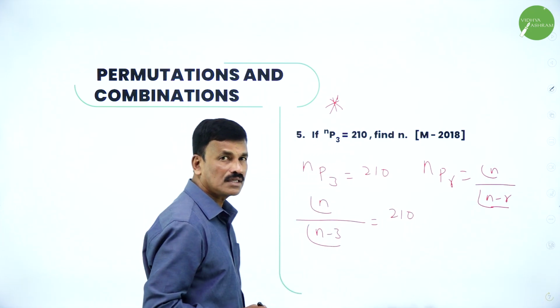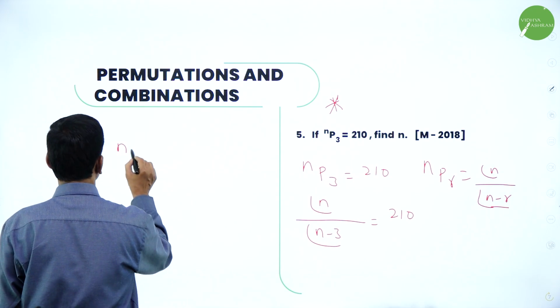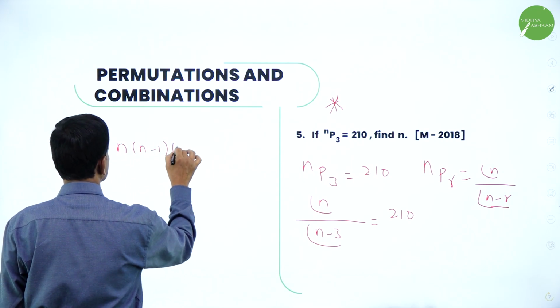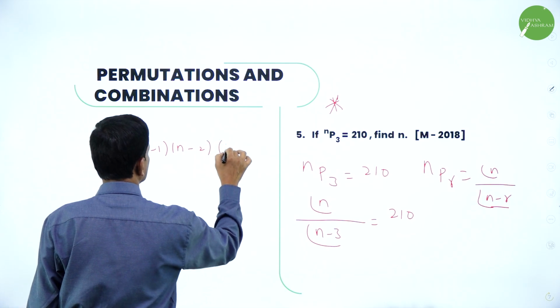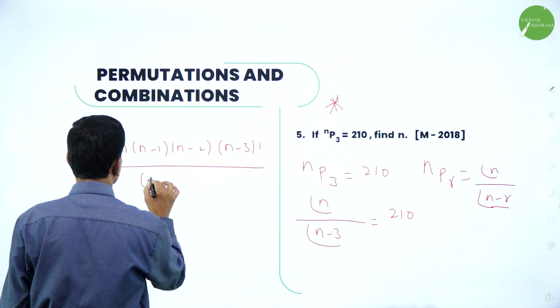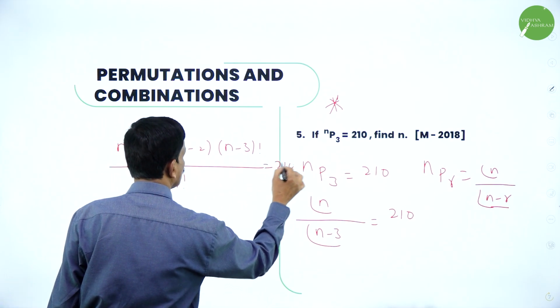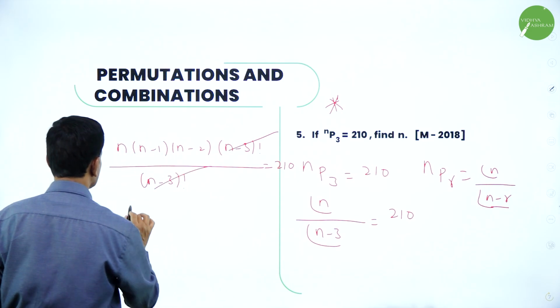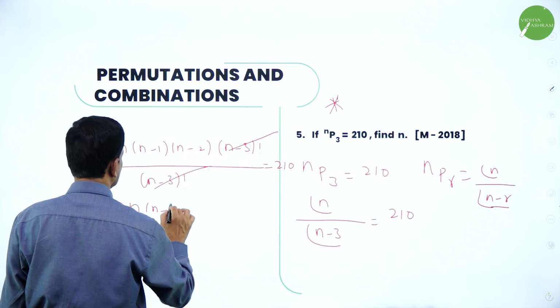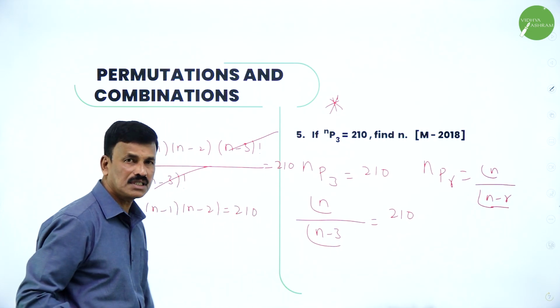This is given, right? What is the meaning of n factorial and (n minus 3) factorial? This is n into n minus 1, n minus 2 into (n minus 3) factorial, divided by, in the denominator, we have (n minus 3) factorial, is equal to 210. n minus 3 factorial gets cancelled. We have n into n minus 1 into n minus 2 is equal to 210, right?